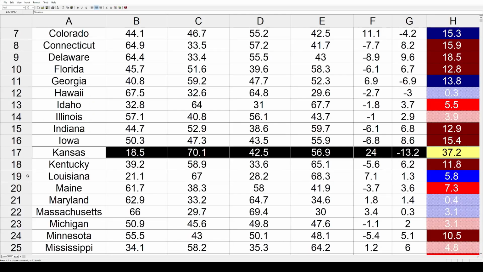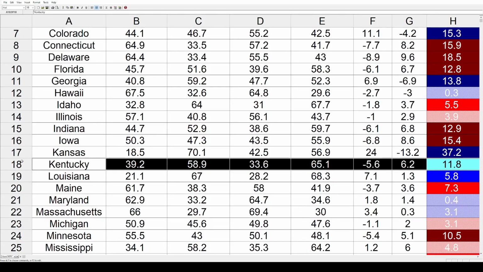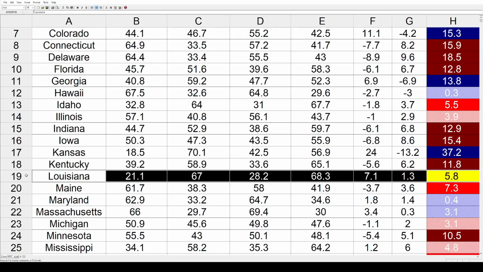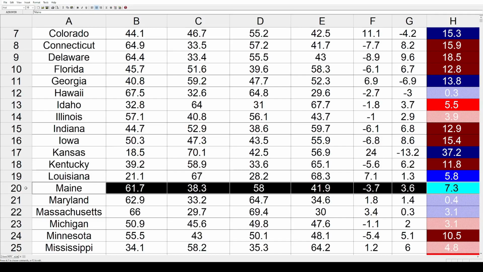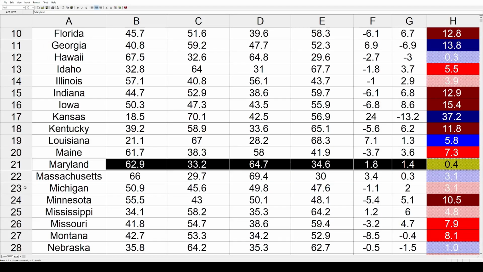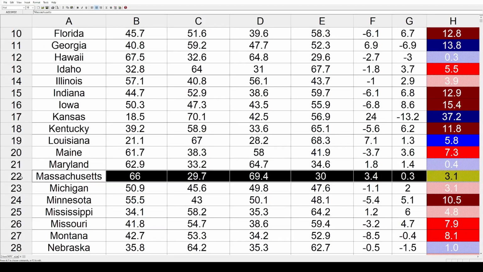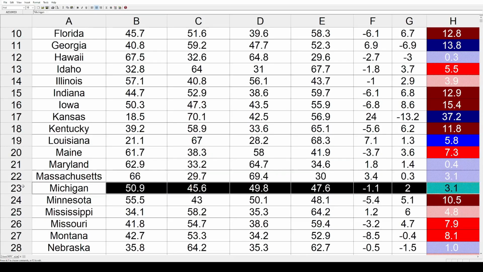Kansas, on the other hand, had a major shift toward the Democrats by 37.2%. Kentucky back toward the right by 11.8%. Louisiana had a bit of a blue shift by 5.8%. Maine went toward the GOP by 7.3%. Maryland, very little change, 0.4% toward the Democrats. Massachusetts, 3.1% toward the Democrats. Michigan also 3.1%, but toward the Republicans.